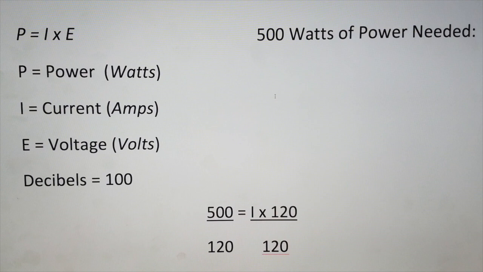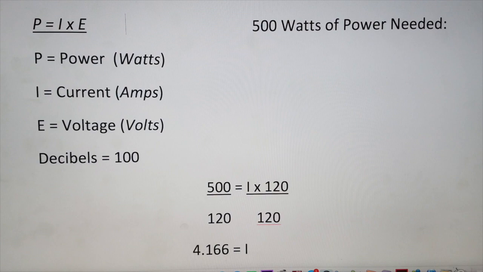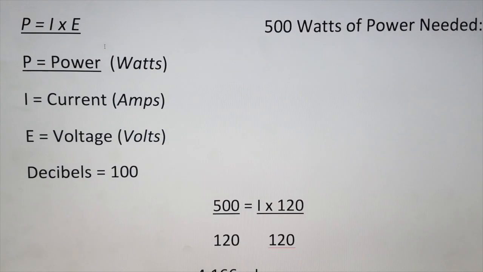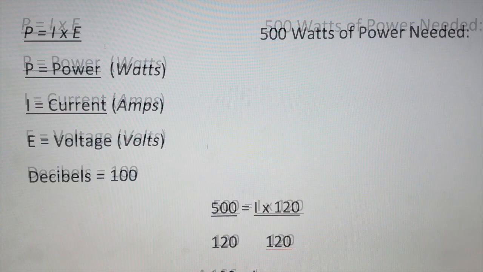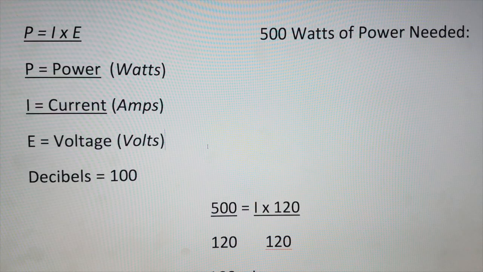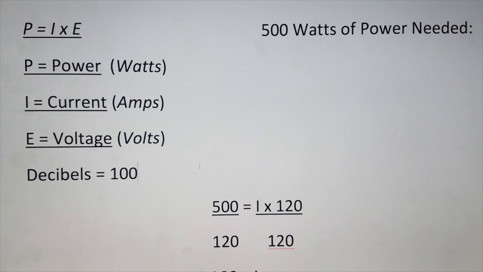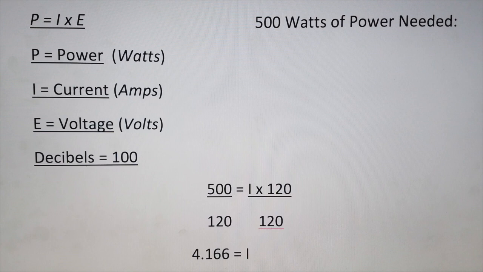So now we're going to look at the power equation. And that equation is P equals I times E, where P equals power in watts, I equals current in amps, and E equals voltage in volts. And for the purposes of our consideration, we're going to try to achieve a sound environment with 100 decibels.